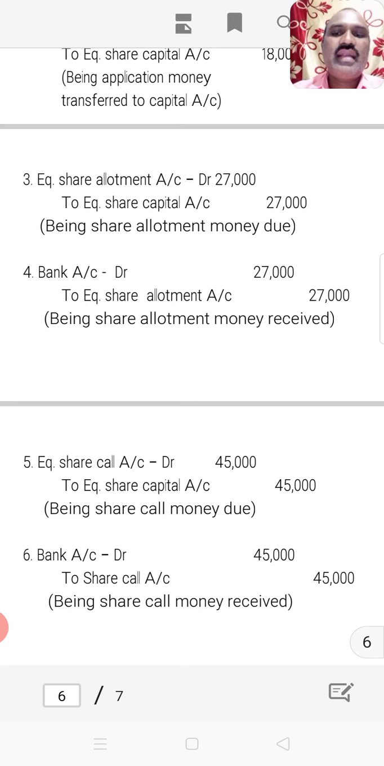This journal entry indicates that call money is due from the shareholders to the company, and the last journal entry shows that call money is received. Hence the journal entry is bank account debited to share call account, 45,000 debit and 45,000 rupees credit, being share call money received. In this particular problem there are no calls in arrears and no calls in advance.